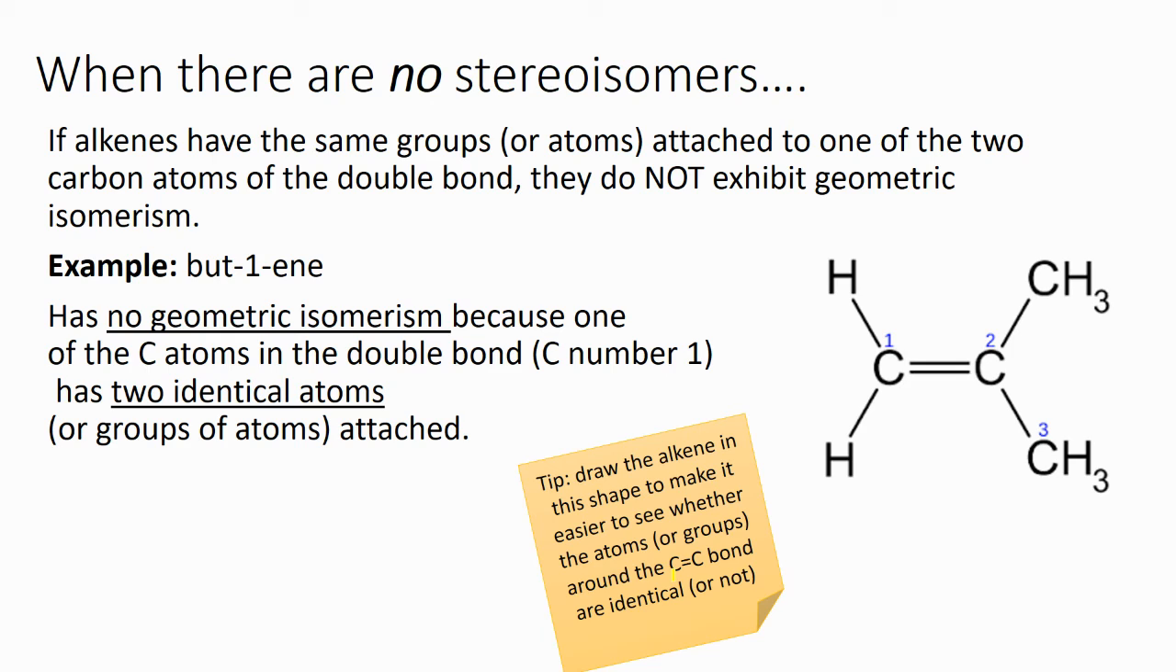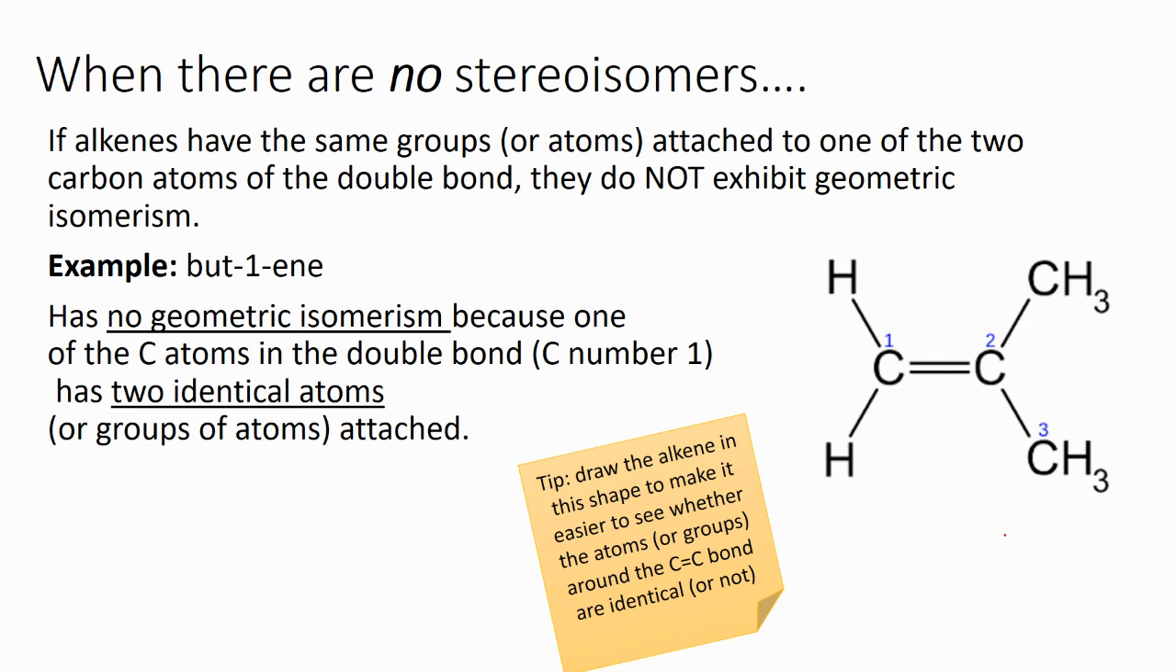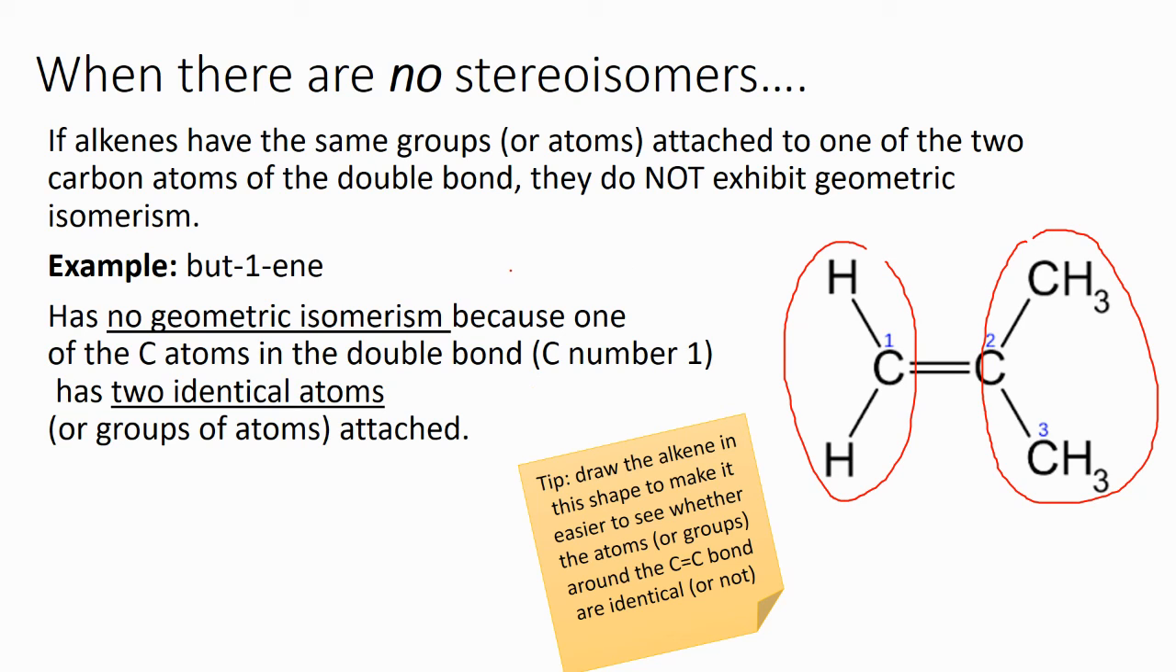So if alkenes have the same groups or atoms attached to one of the 2 carbon atoms on the double bond, they do not exhibit geometric isomers. So we go back to what we needed for cis-trans isomers. We needed a carbon-carbon double bond, which this molecule has. But this carbon has got 2 groups that are the same, and this carbon also has 2 groups that are the same.